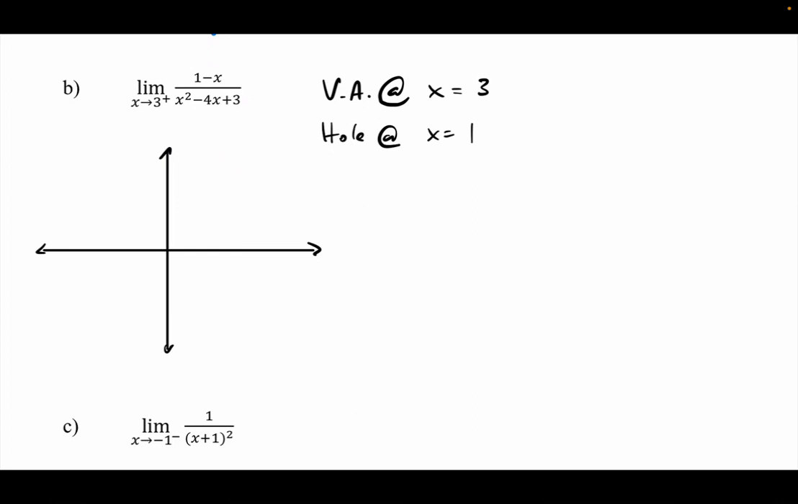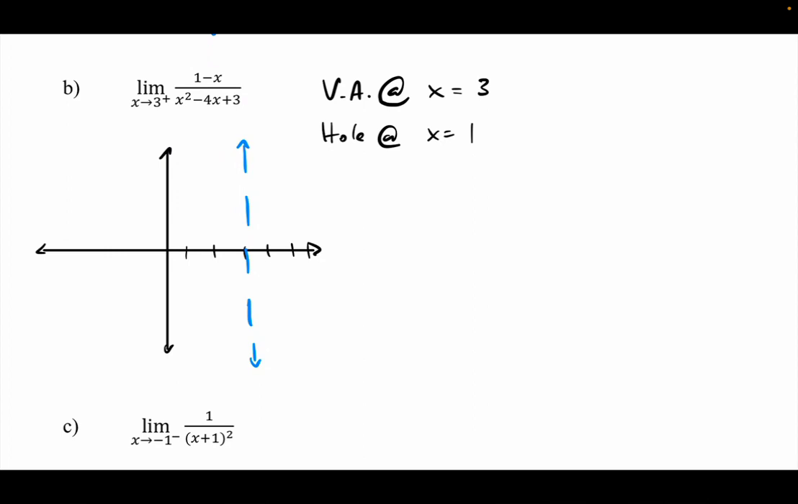So at 3, 1, 2, 3. I know at 3 there's a vertical asymptote. For this problem, I could care less what's happening on the left side of the blue dash. I don't care. That's the negative side. I only want to know about the right side.